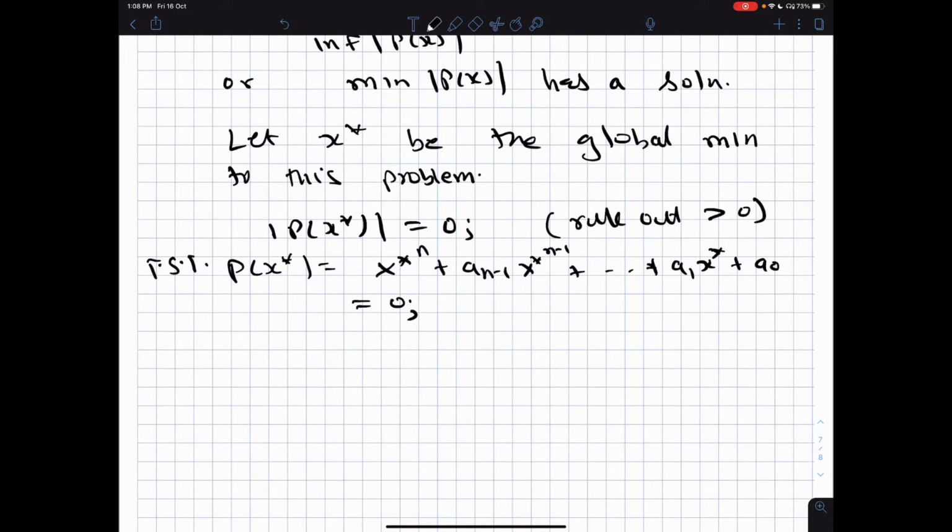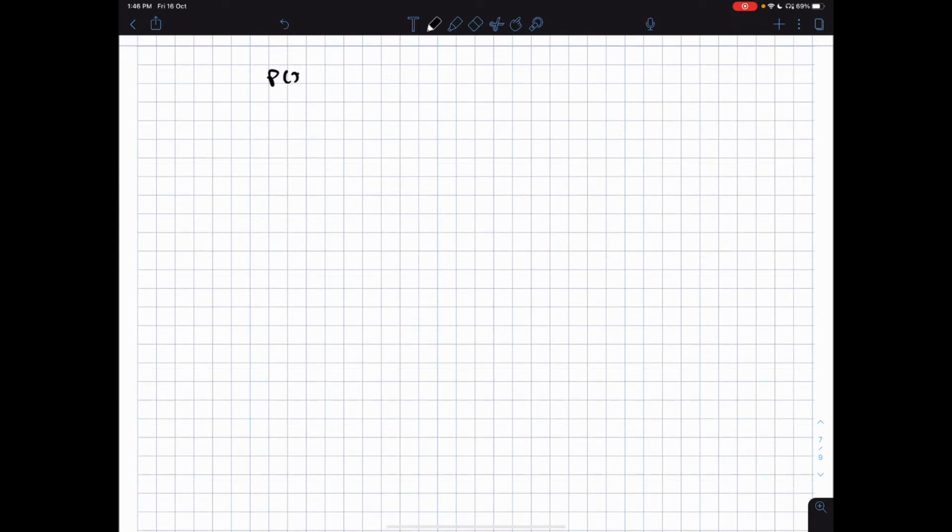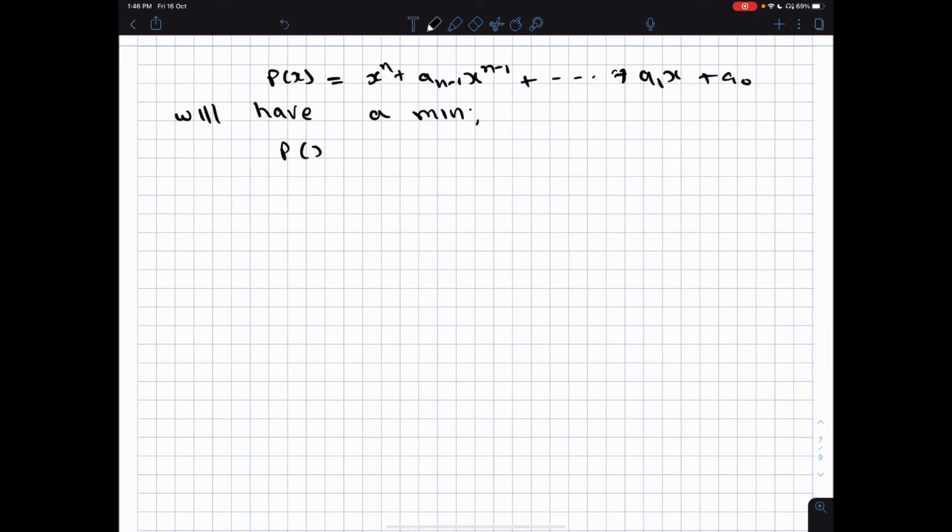Now this is going to need some more tricks. The monic polynomial p of x equal to x to the power n plus a n minus 1 x to the power n minus 1, and so on up to a1 x plus a naught, will have a minimum. Let that minimum be at x star, and now we have to show that p of x star is 0.